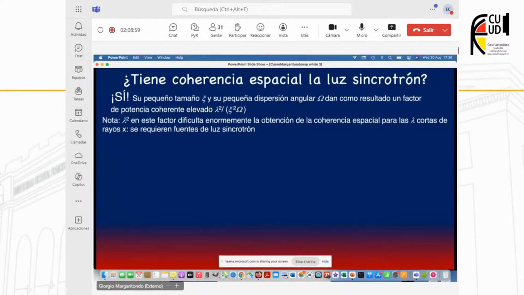First of all, we see that there is a lambda square in the coherent power. And this means that if the wavelength is short, then this limits the coherent power. So in the case of X-rays, we have a fight between the geometric parameters and the short wavelengths of the X-rays.